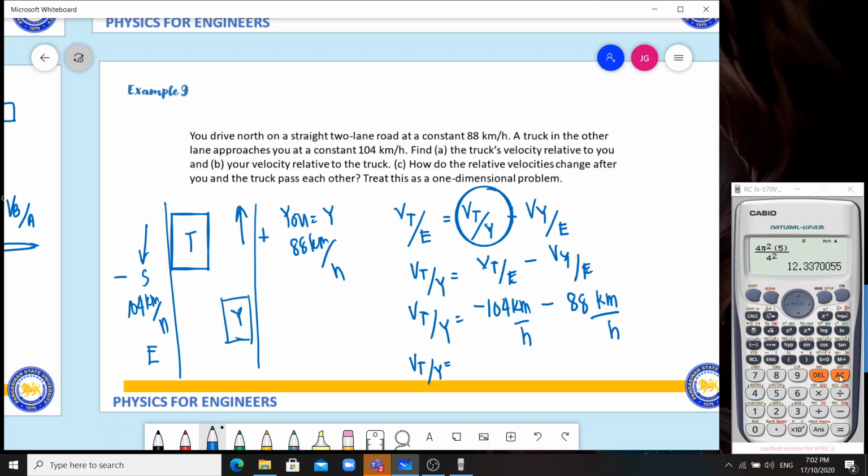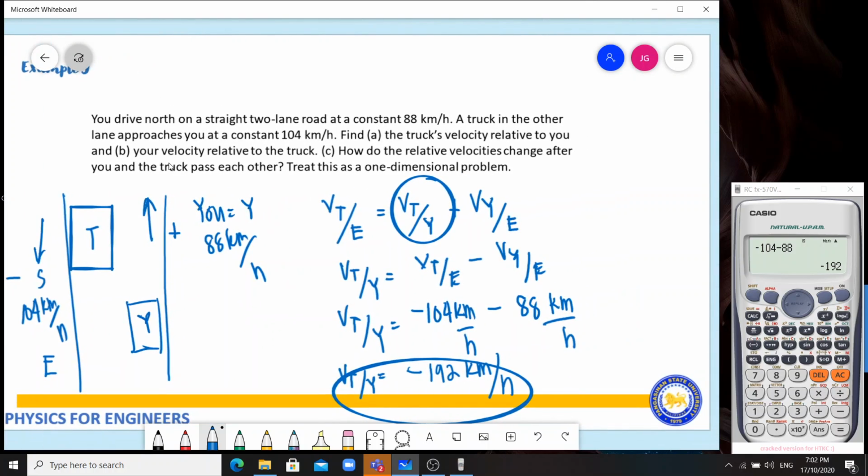Okay. So, ayan. Ang sagot natin dyan is negative 104 minus 88. Negative 192 kilometer per hour. Okay. Yan yung speed nung truck relative to you. Okay. Ang tingin mo dyan is, ang speed niya is negative 192 kilometer per hour. Okay.